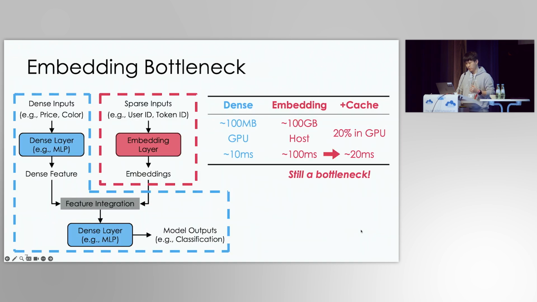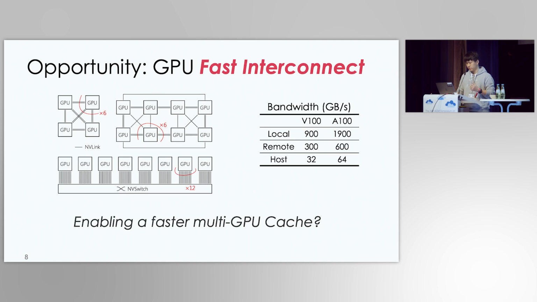But even with caching, embedding extract can still dominate the entire system. This is due to the poor cache efficiency and cache capacity in existing systems. In modern data centers, it is common to have multi-GPU platforms with faster interconnects. The bandwidth between these GPUs is much higher than PCIe. These fast interconnects bring us the opportunity to unify the memory of multiple GPUs and create a larger and faster multi-GPU cache.